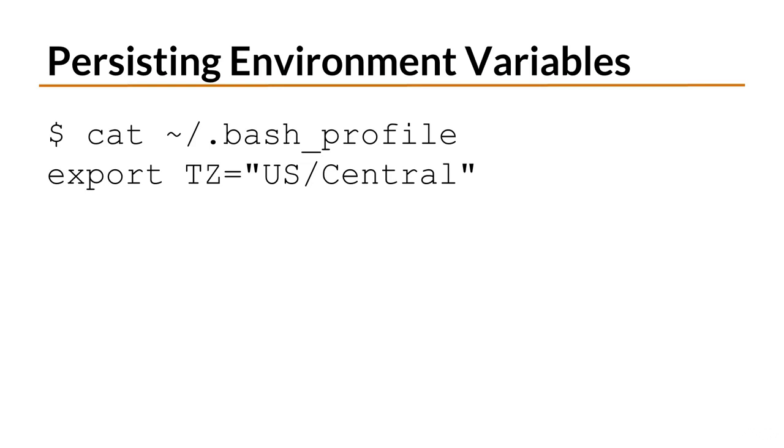If you want to make your settings persist between logins, you'll want to define your environment variables in your personal initialization files, like the .bash_profile file. You use the same syntax as you learned, so if you want to explicitly set your time zone, then you can add an export TZ line in your .bash_profile as shown on the screen.